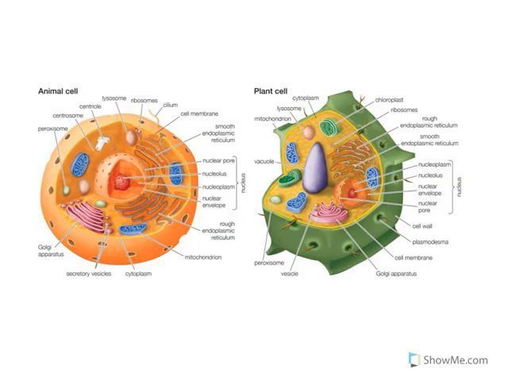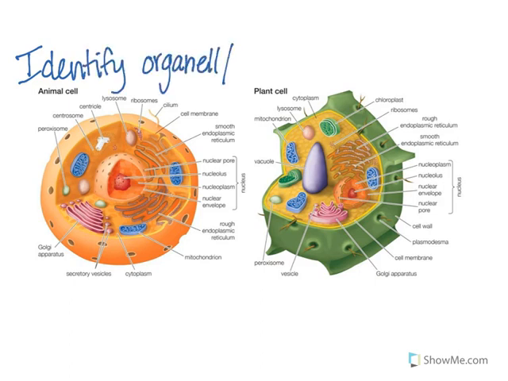So you see before you two eukaryotic cells, an animal cell and a plant cell. These are on here because you're going to have to be able to determine the organelle and its function based on the type of cell that it's located in. So identify organelle and function by cell type.